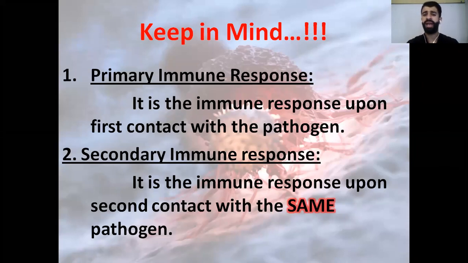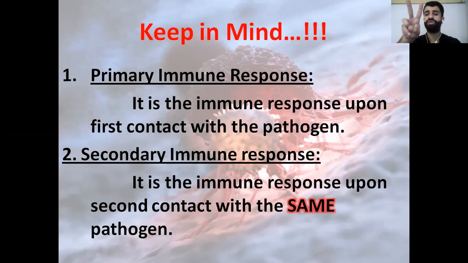For example, I saw the flu virus for the first time this year. So the immune response against it is called the primary immune response. When I saw it again for the second time, this immune response is called the secondary immune response, since I saw the same pathogen for the second time.